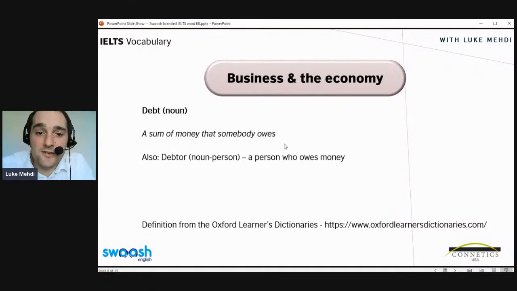Debt, a sum of money that somebody owes. Now, pay attention here. We don't say debt. This B is silent. Debt. And as you can see at the bottom of the slide, you can also describe a person who owes money as a debtor.